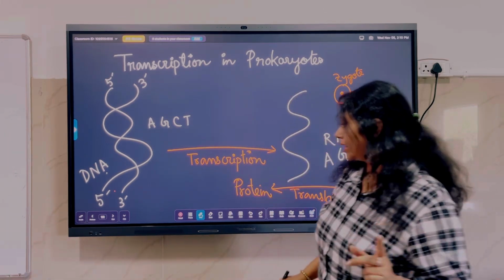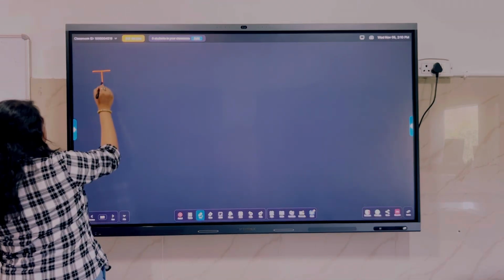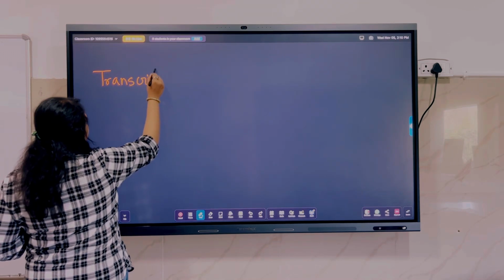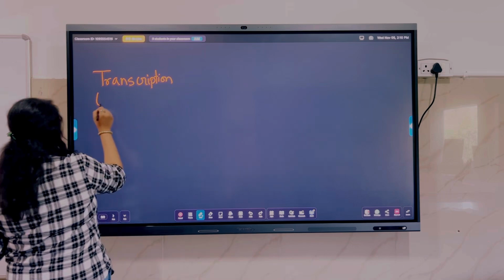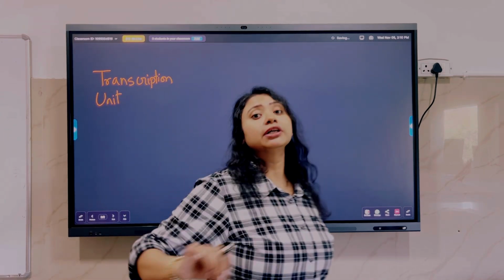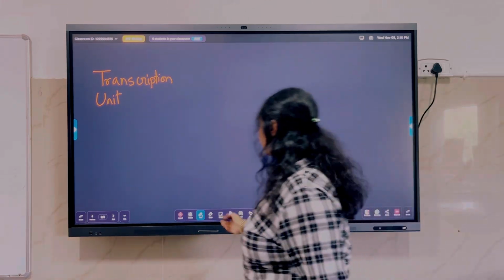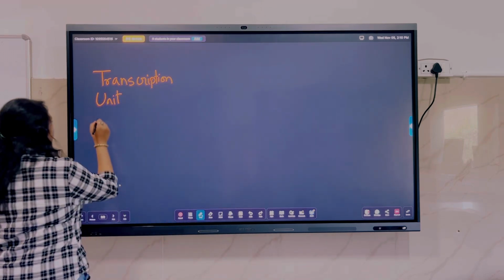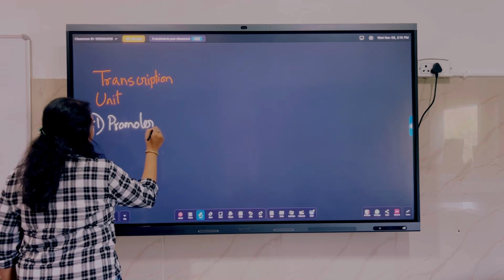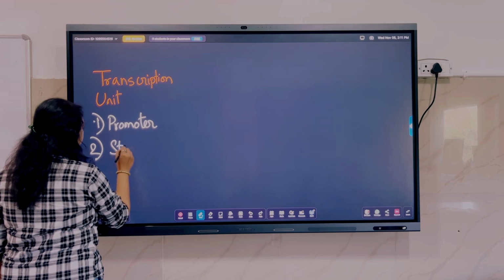Okay, now let's check how transcription takes place. If we talk about transcription, obviously we have to know about the transcription unit. That means the components involved, or the machinery we are going to use in this process. The machineries are: one, the promoter; two, the structural gene.